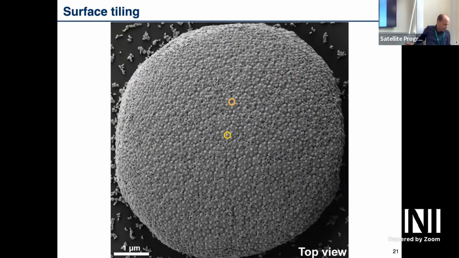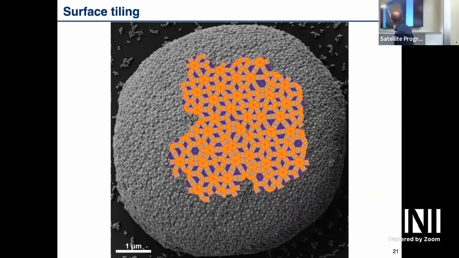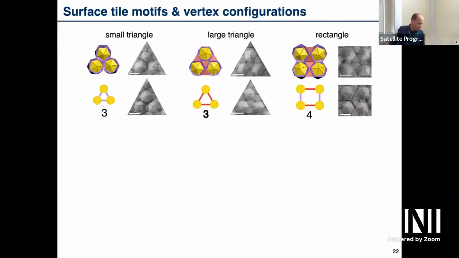Two more slides. So this one is really curved. We can put a tiling on top. This again shows it's a single crystal. But what you already see here is that there's an asymmetry. There are these blue triangles and the red triangles. So something is not quite as regular as in the simulation.